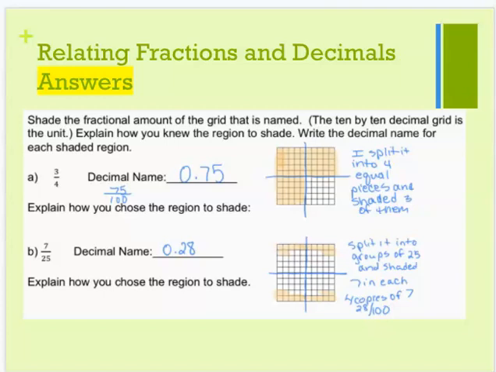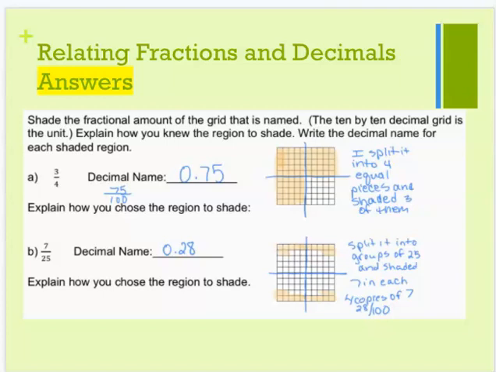Since I know there are 25 small squares in each one of the regions, that would be 75 hundredths. So I wrote the fraction 75 hundredths, that's equivalent to 3/4, and I wrote the decimal name 75 hundredths, which is a 0, a decimal point, a 7, and a 5.